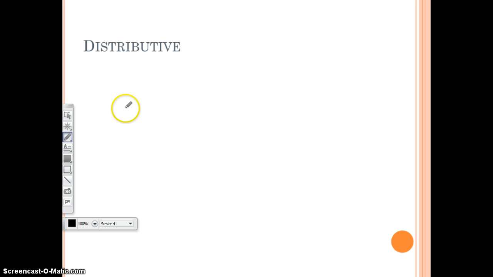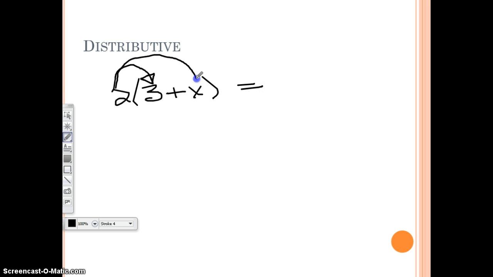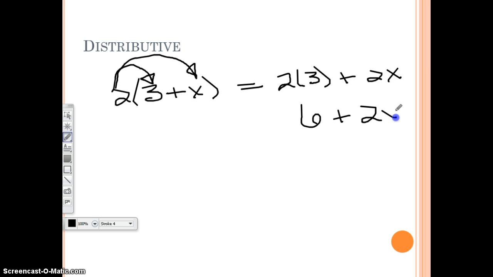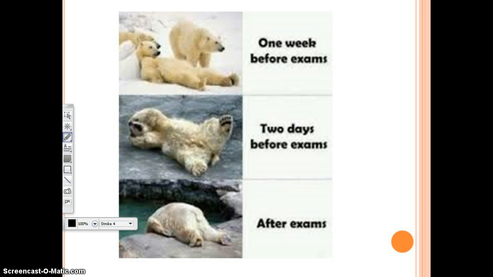The distributive property, 2 times 3 plus x would be equal to Grandma giving presents to each member of the parentheses. 2 times 3 plus 2 times x, or 6 plus 2x. Be able to recognize when the distributive property is being used.